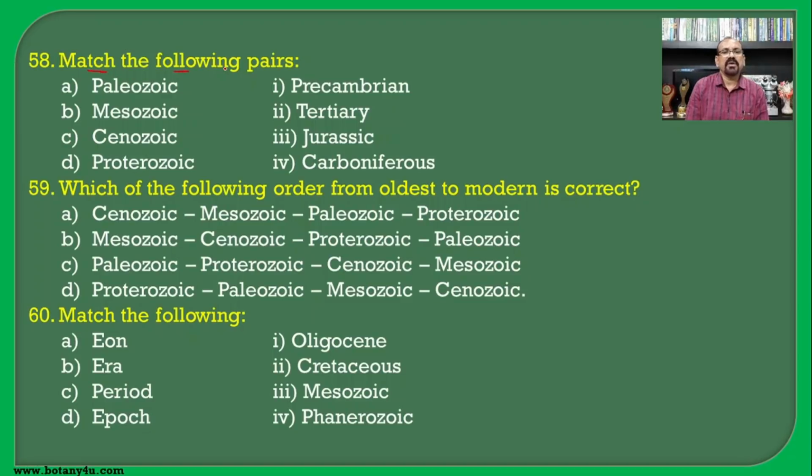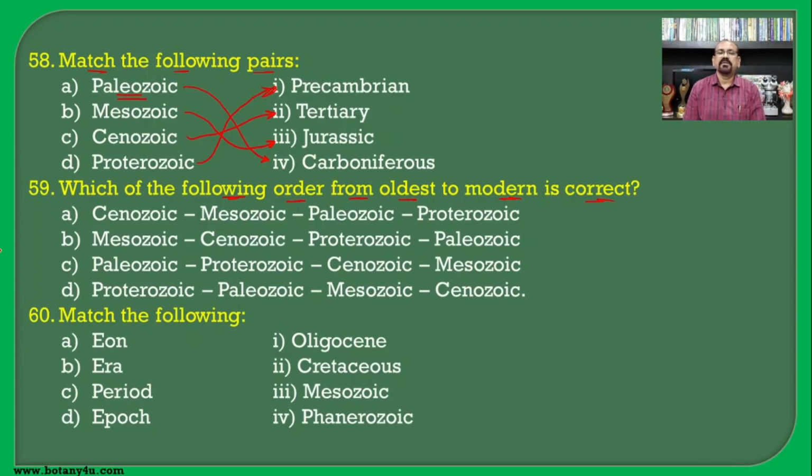Then match the following pairs. If you see the Paleozoic, the Carboniferous period belongs to the Paleozoic. Then the Jurassic belongs to the Mesozoic. Then the Tertiary period belongs to the Cenozoic, and the Precambrian is commonly known as the Proterozoic, and now they are correctly paired.